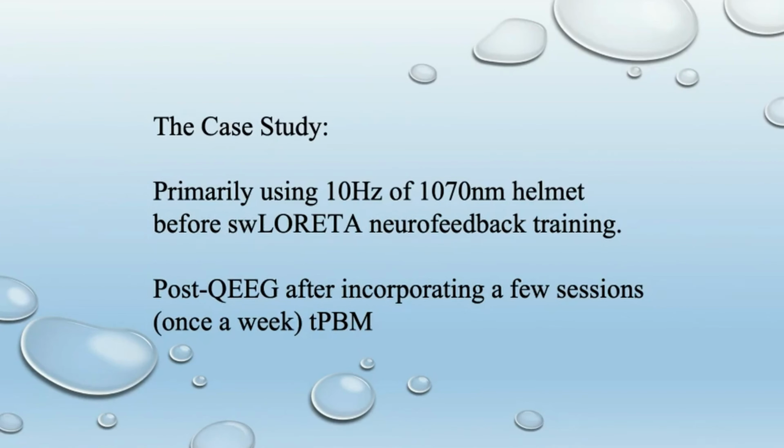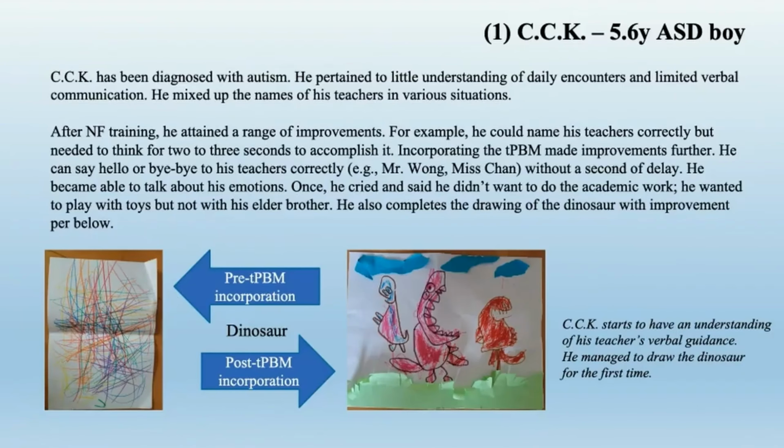We are managing this kind of process at a once-per-week frequency. The first case used the name CCK. He is a 5.6-year-old ASD boy diagnosed with autism. He showed little understanding of daily encounters and had limited verbal communication. He makes up the names of his teachers in various situations.